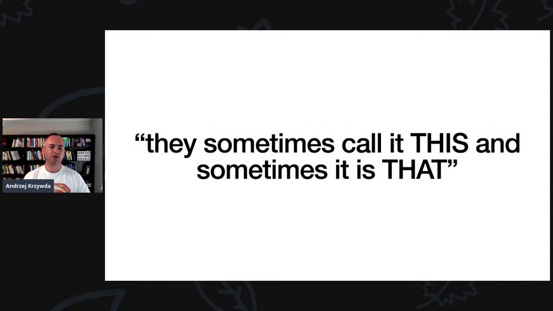So I said stuff like this: the clients, they sometimes call it this, for example, a product, and then sometimes they call it that, for example, item. So sometimes it's a product, sometimes it's an item, and we are confused. There should be one name for this stuff, right? Why can't they make up their minds?